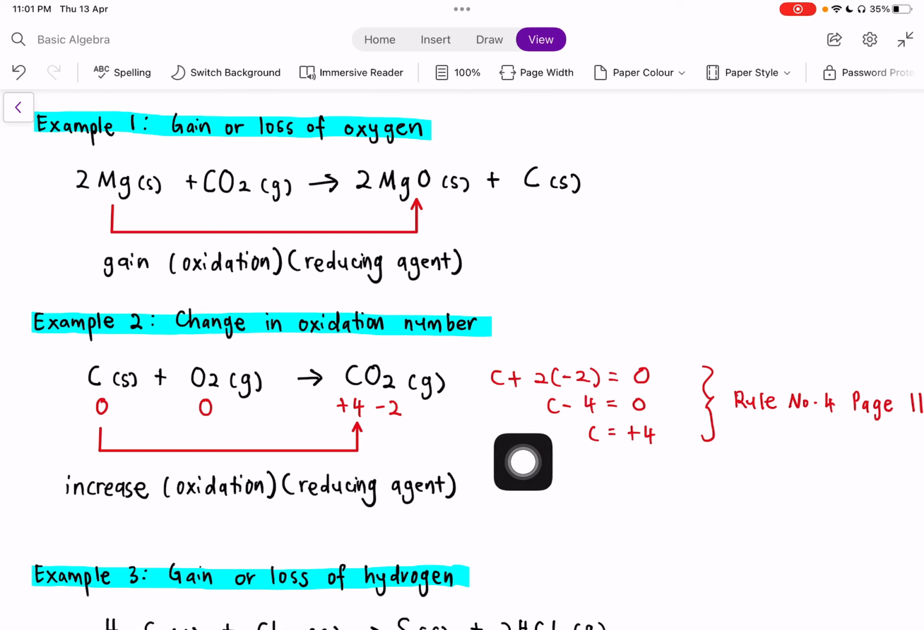You can calculate this one. Look at rule number 4. The sum of oxidation numbers of the elements in a compound is 0. If you don't know the oxidation number for carbon, you can do calculation. So C you don't know, plus 2 because we have 2 oxygen atoms, and then the charge for oxygen is negative 2, equal to 0. So C you will get positive 4. From 0 increases to positive 4, it means it undergoes oxidation and also acts as reducing agent.